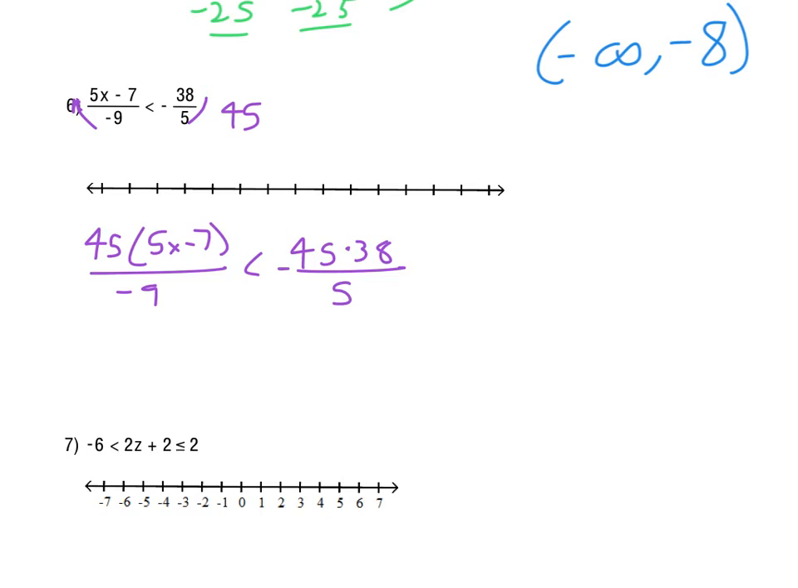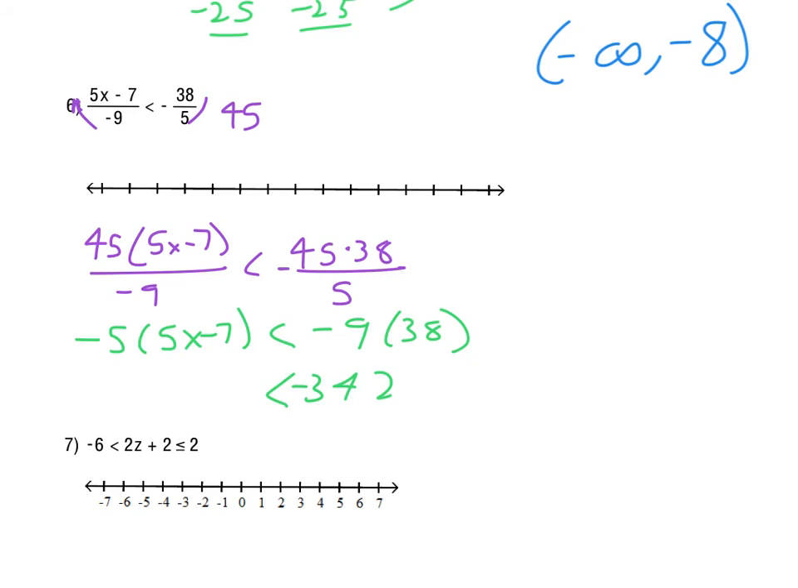45 divided by negative 9 would be negative 5, so we're left with a negative 5 multiplying the 5x minus 7. And the 45 divided by 5 would be 9, so I'm just going to leave that as a negative 9 times the 38. So that 38 is still a bit of a weird number, but multiplying by 9 gives us 342. And don't forget my negative sign.